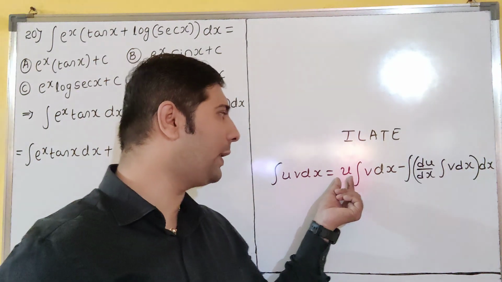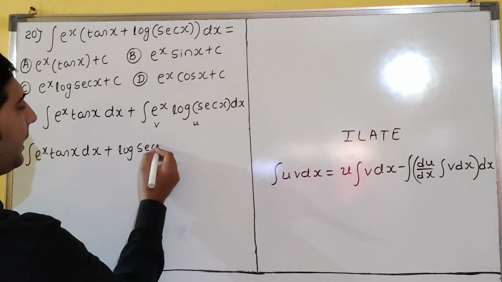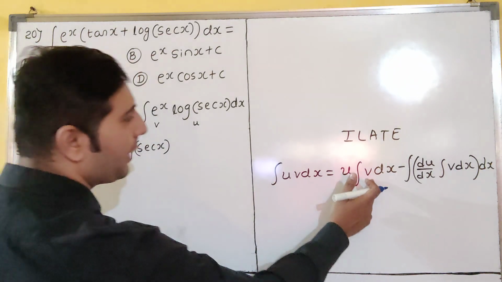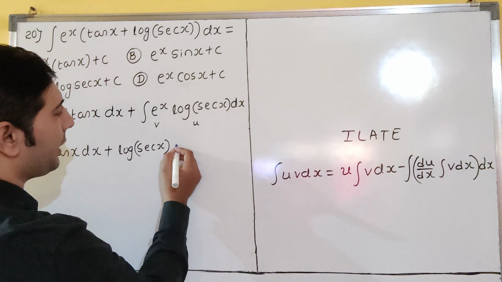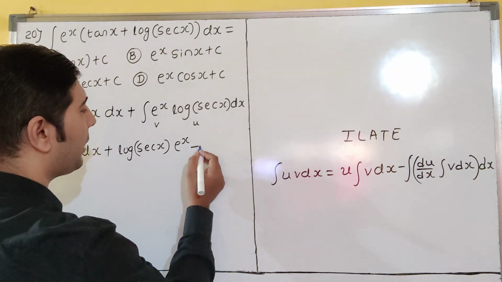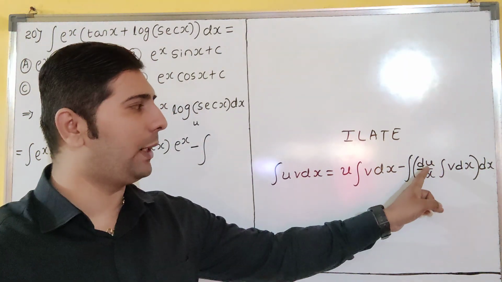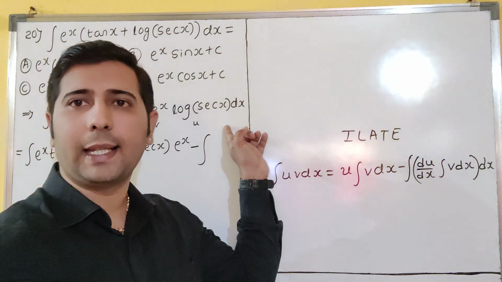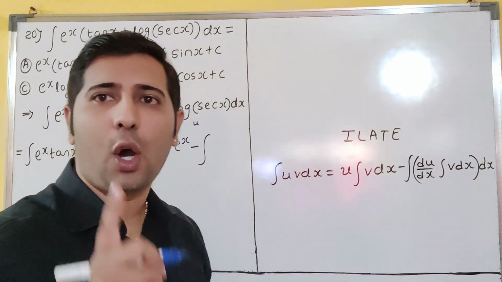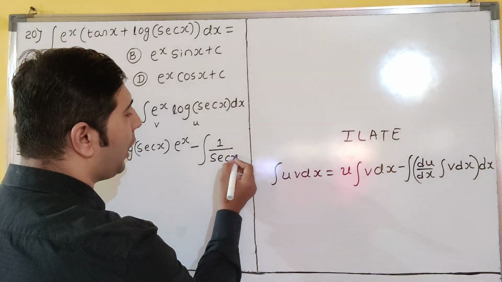u into v. What is u? Log of sec x, written as is. Log of sec x. Clear? And what is integration of v? v is what? e raised to x, integration is e raised to x, dear students. Derivative of. Now try to understand here. Derivative of log sec x. Derivative of u. u is what? Log sec x. Log sec x is looking like log x, dear students. What is the derivative of log x? 1 by x. But this is not x.